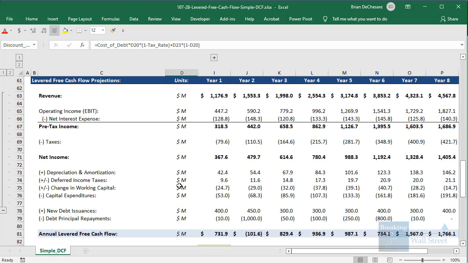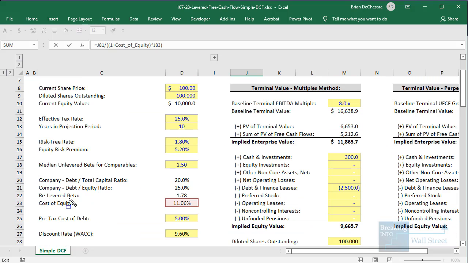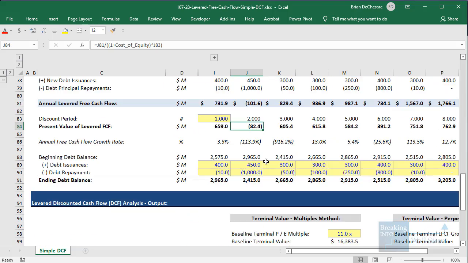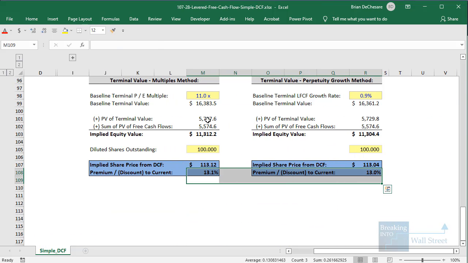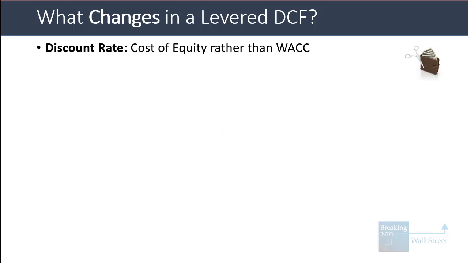Whereas in the levered free cash flow analysis, if you look at the present value numbers here, we are just basing this on the cost of equity. So we go up and we just use the cost of equity for the discount rate. And then for all the other calculations that rely on this, like the present value of terminal value and the present value of the free cash flows, for example, we're also using the cost of equity for the discount rate.